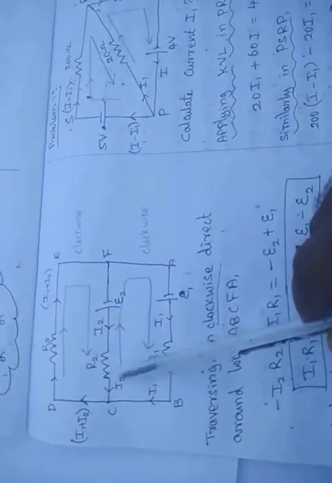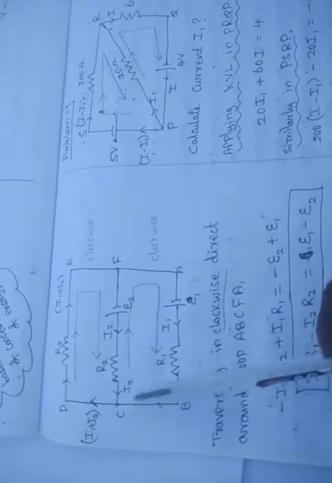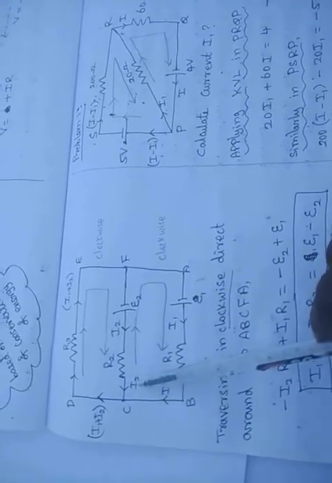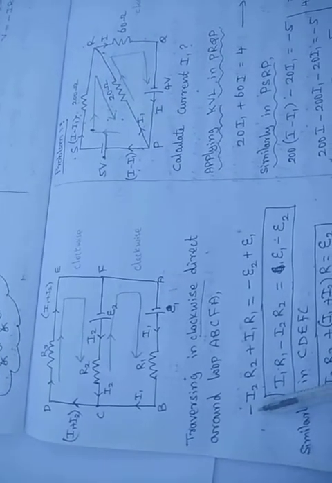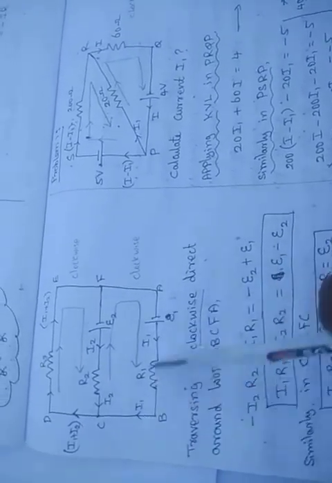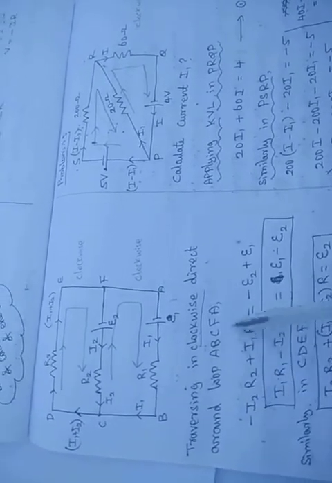If you are moving in the clockwise direction, the current is opposite to our traversing direction. So I2 R2 is in the opposite direction. You put minus according to the sign convention. Plus, then this I1 and R1 are in the same direction as the traversing direction. So plus I1 R1. On the left side you have to put the algebraic sum of the product of the current and resistance, which is equal to the EMF in the loop.